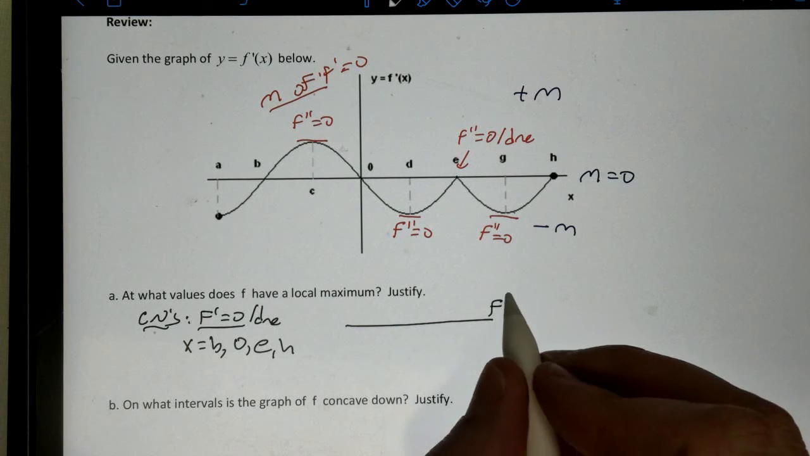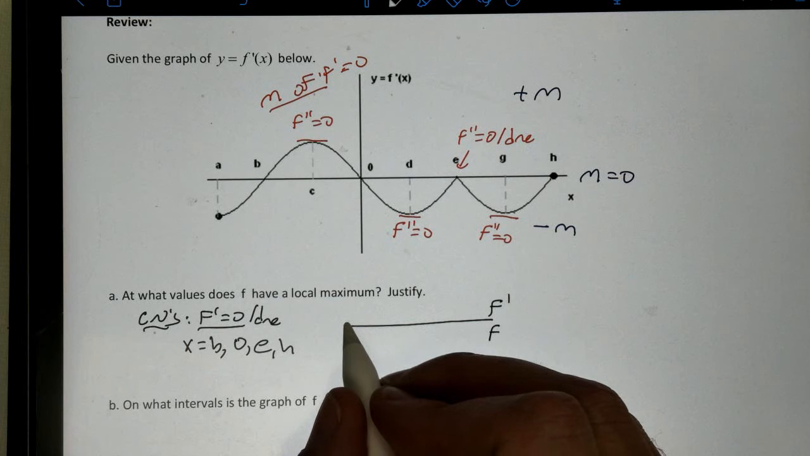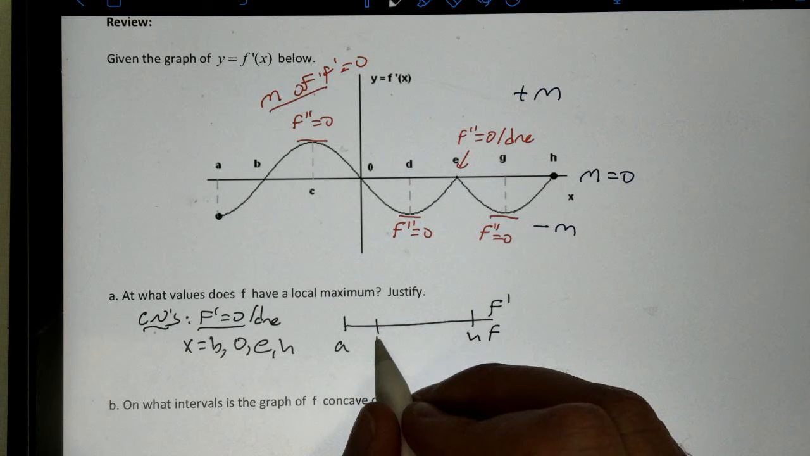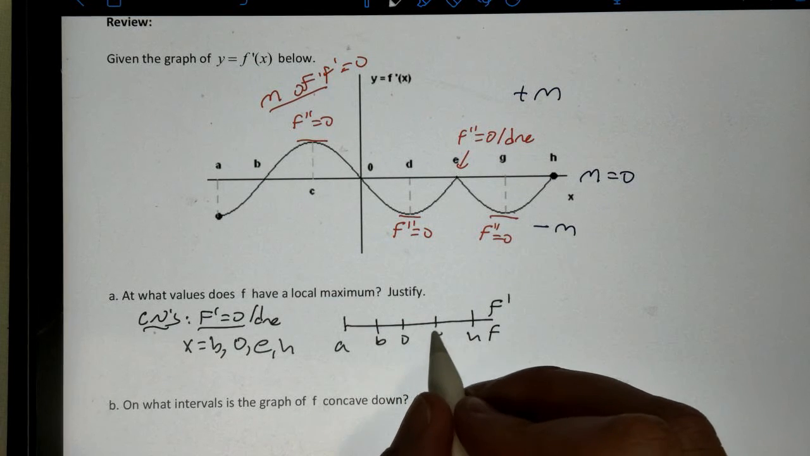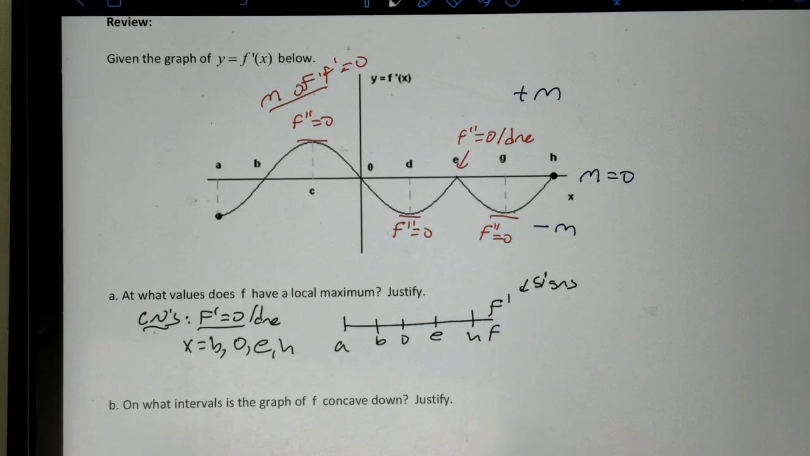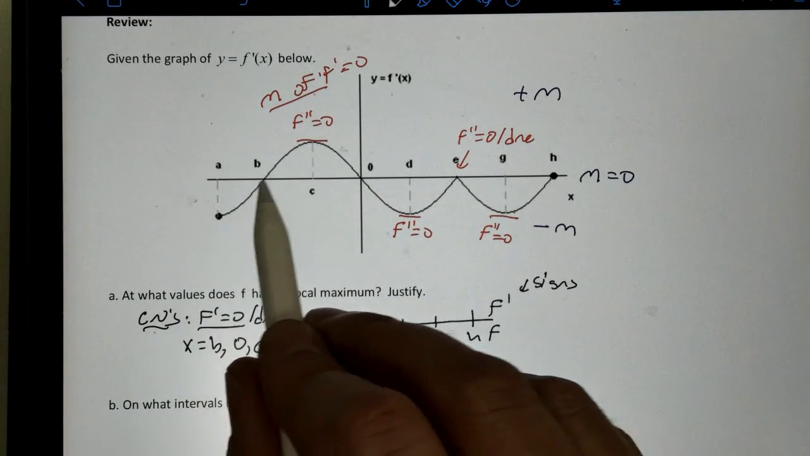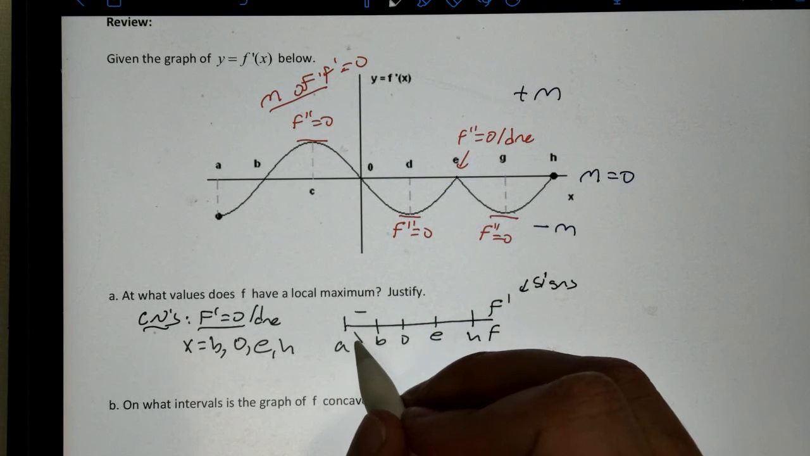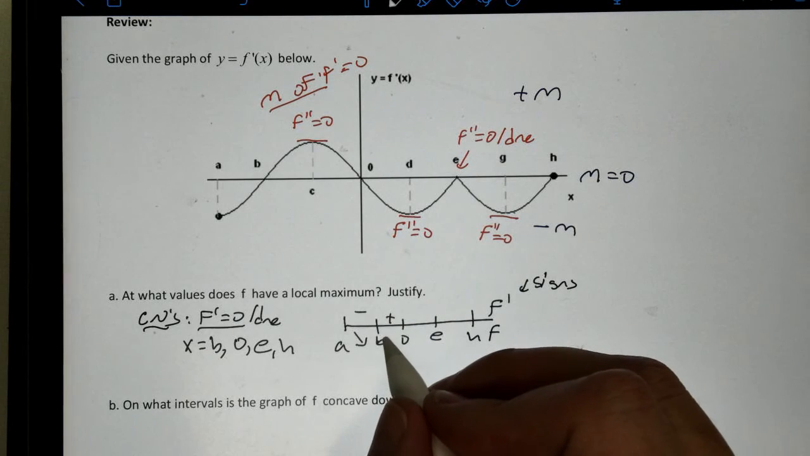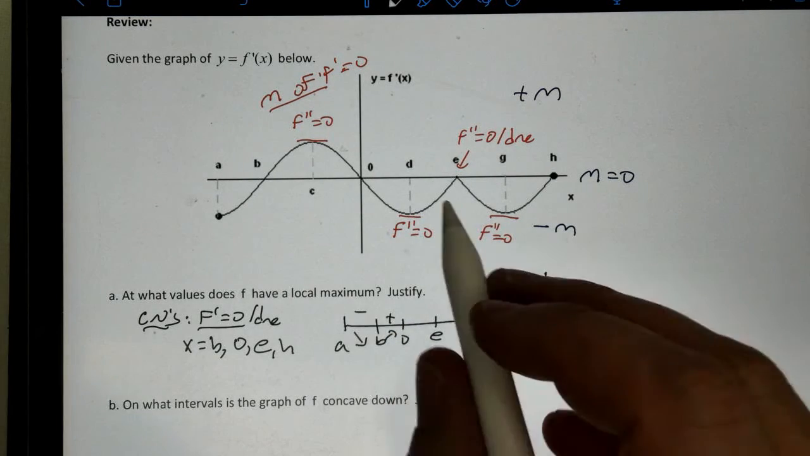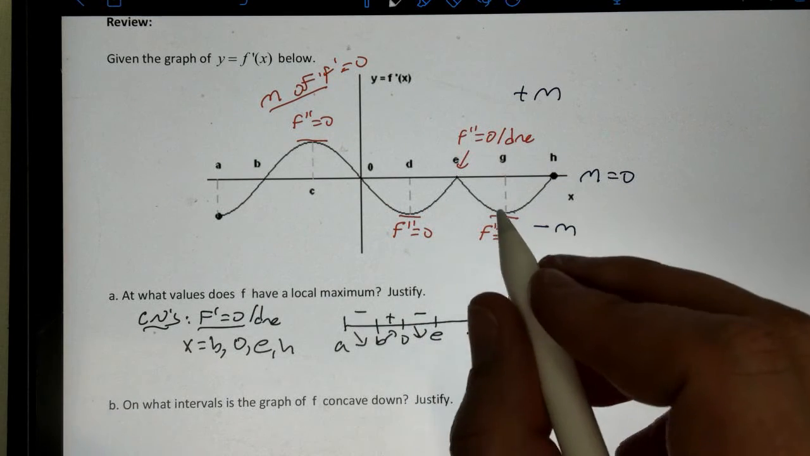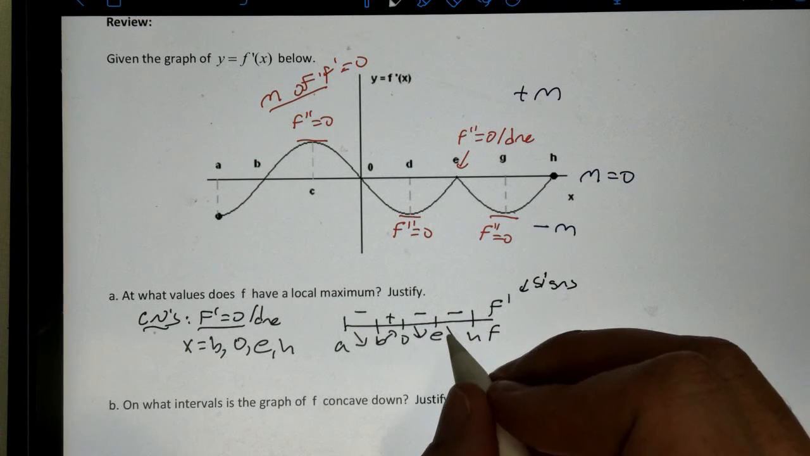There's my first derivative, from A to H, and I plug in my critical numbers, B, 0, and E. And I'm looking for the signs. Am I above or below the x-axis? So between A and B, we are below the x-axis, so we know that the function there is decreasing. Between B and 0, we are above the x-axis, so we know the function is increasing. Between 0 and E, we're negative, so we're decreasing. And between E and H, we're also below the x-axis, so we're decreasing as well.